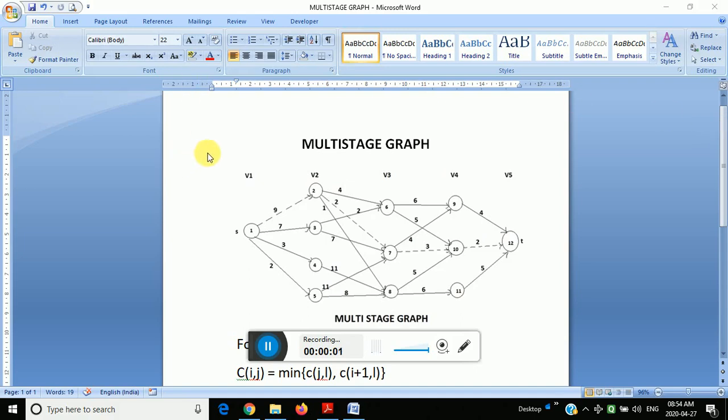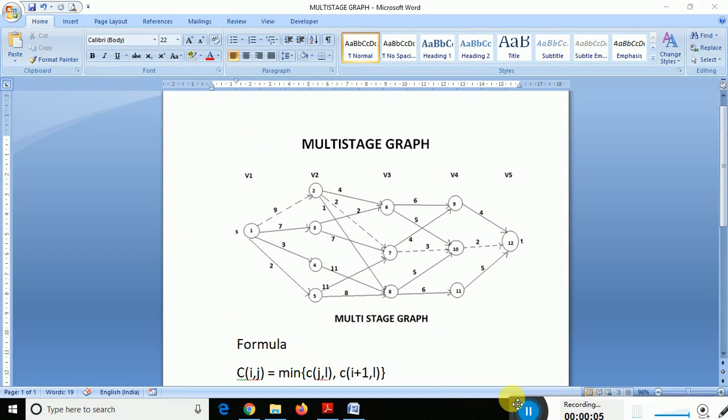So today I am going to explain to you about the multi-stage graph. In a multi-stage graph, the graph is given and we have to write the stages. It's already written and the answer is also there. I just copied the image; I downloaded the image from Google.